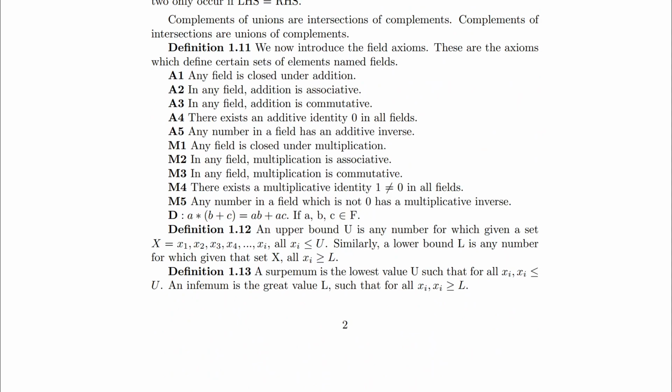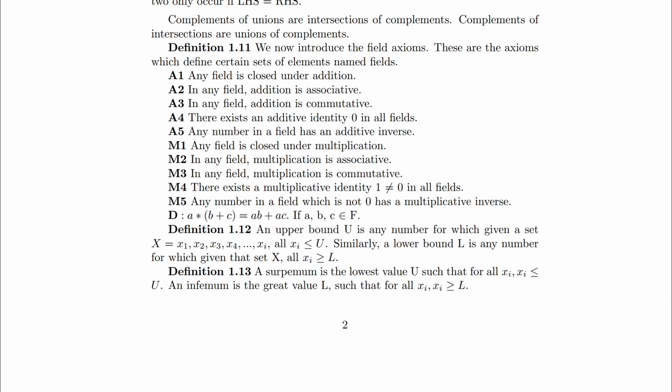generally I like to set them into the 5 addition axioms and the 5 multiplication axioms and then the distributivity axiom. So let's call this field F, and then we have that any field is closed under addition. That basically means that if you add any two elements in the field, they will stay in the field. In any field, addition is associative. If you add 3 elements, it doesn't matter in which order you add them up. In any field, addition is commutative. It doesn't matter if you do a plus b or b plus a, you will get the same result.